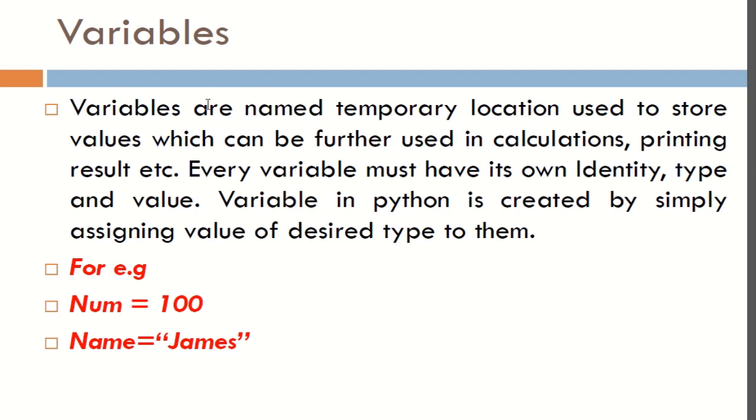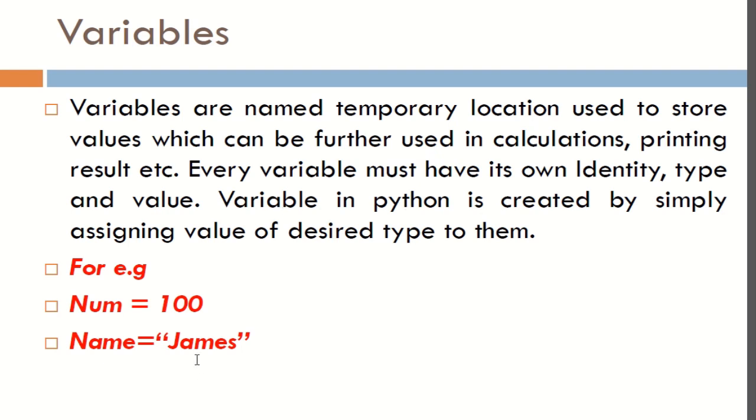Next is variable. Variables are named temporary locations used to store values, like num = 100. So 100 is stored in what? In your variable, whose name was num. Okay, which can be further used in calculation, printing results, etc. Every variable must have its own identity, type, and value.